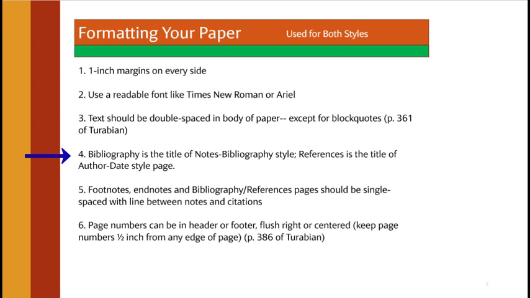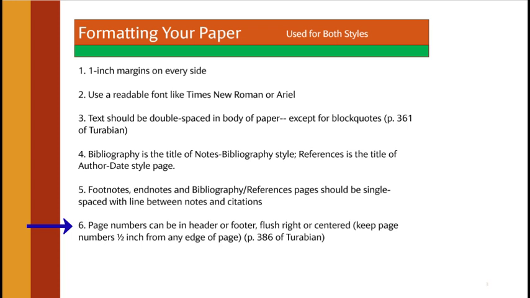The page of citations at the end of the paper uses a different name for each style. The Notes Bibliography style uses the title Bibliography at the top of the first page of citations, while the Author Date style uses the title References. Footnotes, endnotes, bibliography entries, and reference entries are single-spaced with a single line between each note or entry.